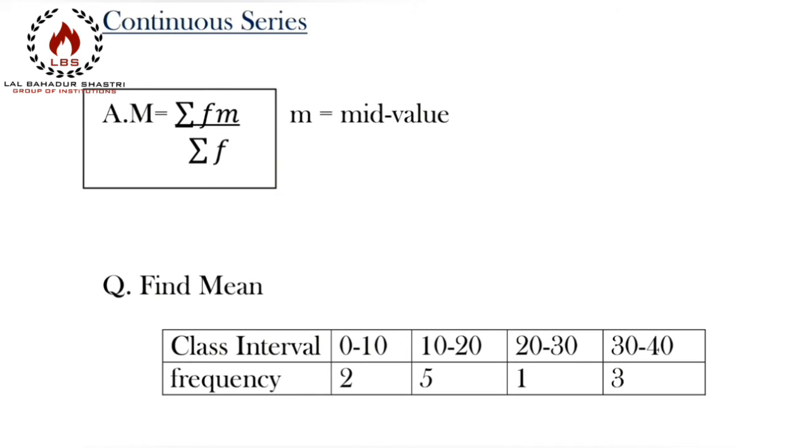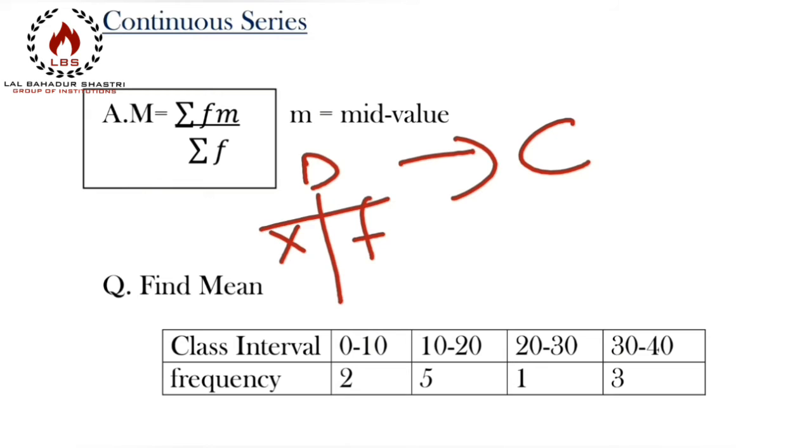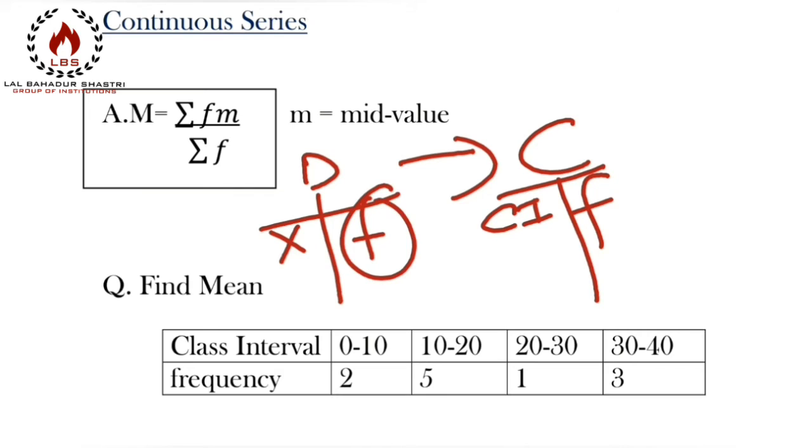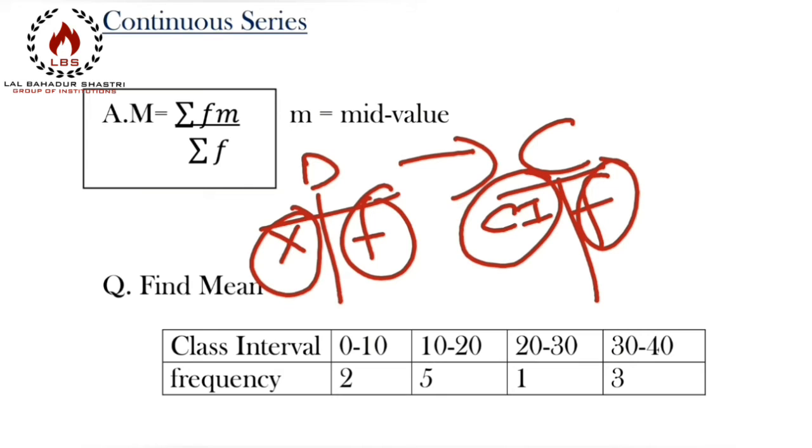Now continuous series. Again the same formula. Some things will be added and some things will be removed. So first understand this. When we move from discrete series to continuous series, in discrete series we have observations and their respective frequencies. In continuous series, we have class interval and their respective frequencies. Frequency and frequency are same, but this observation is converted into class interval. जो observation थी वो convert हो गई थी class interval के अंदर.